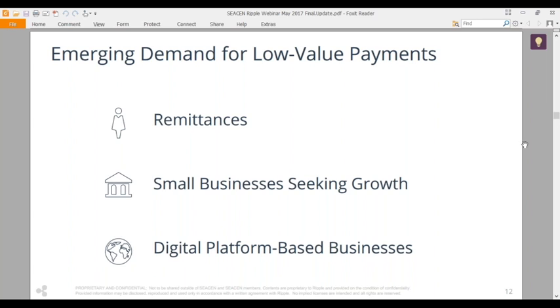Corporates typically send large individual batched payments overseas, whereas what we're seeing with these digital platform-based businesses, these very high growth companies, are the opposite payment demand. It's low value and a very high volume. Traditional payment rails don't really support this. So there's this unmet demand in the market, particularly from large corporates.